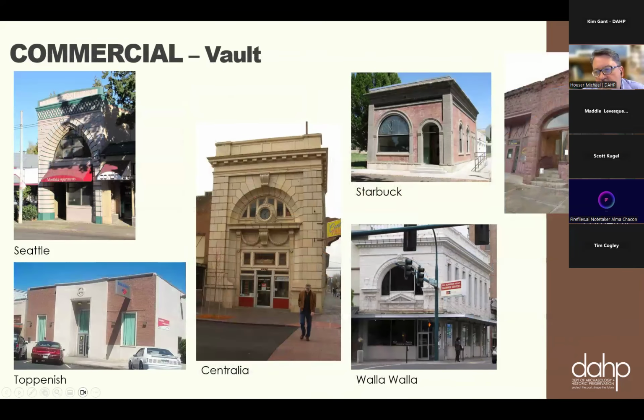Easy to find. Buildings that look like a vault, just a massive arched entranceway, which defines that whole structure. A vault form could be applied to later structures like the bank in Toppenish. Not a great example, but it gives us that breaking down of typology, right? So we can start to do some of that comparative analysis.